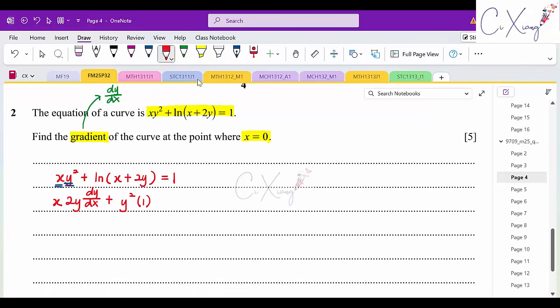Then after that, for the next term, I'm having ln. How are you going to differentiate the ln with a bracket? The general step is, when I want to differentiate the ln with a bracket, I will bring the bracket down to become the denominator. So I'm having x plus 2y. Then I have to differentiate the thing inside the bracket. When you differentiate the x, you'll get a 1 with dx, so I didn't write it out. And when you differentiate the 2y, you'll get 2, and because this is something related to y, I will write in dy dx here.